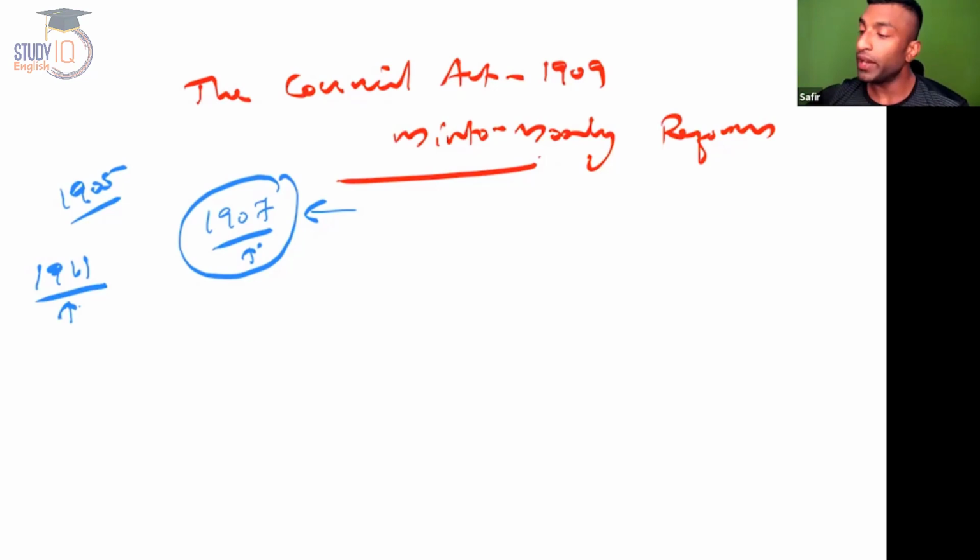Okay, so let's look into this Minto-Morley reforms. I hope you understood the context, and it is mainly for devolution of power. Okay, devolution of power to Indians. So you can also see this comes up with separate electorate. I'll be talking about that. So separate electorate means they also want to appease the Muslims.